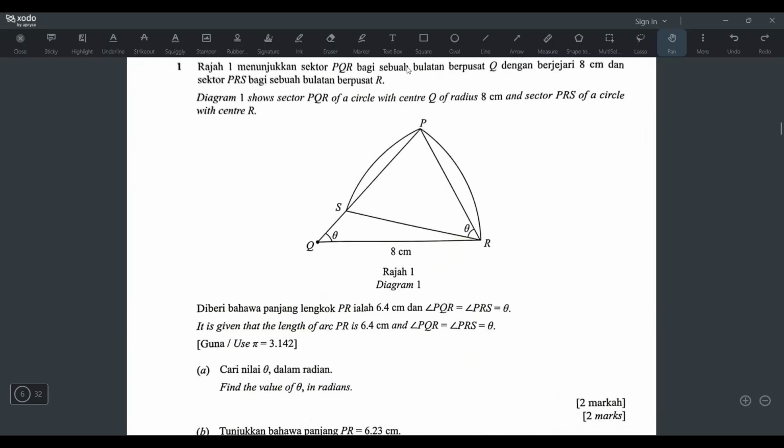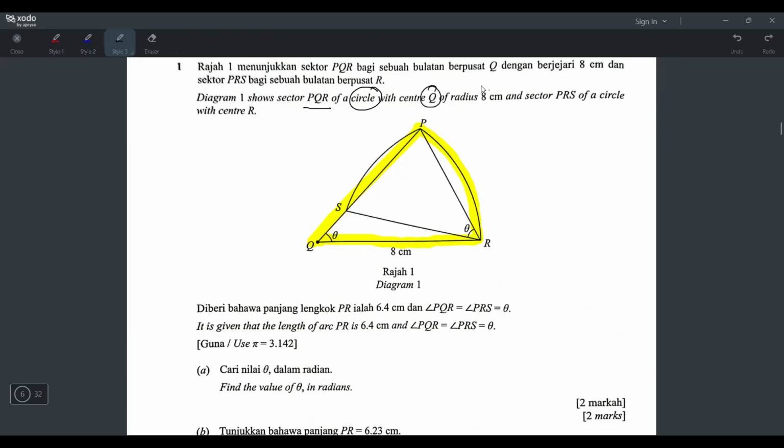Let's start with question number one. Let's read. Diagram 1 shows sector PQR of a circle. Let's highlight the sector. We all know a sector consists of three lines. So it's talking about this line, but not this line, guys. This is a triangle. So the sector should be this one. A sector is a shape that consists of two radii and one arc. So PR is the arc.